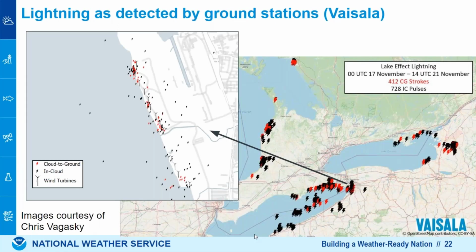Speaking of lightning, this was an image that was captured by Chris Vygotsky from Vaisala. So on the right-hand side, you can see the number of lightning strokes between the 17th and the 21st of November. And then zoomed in with this inset here.